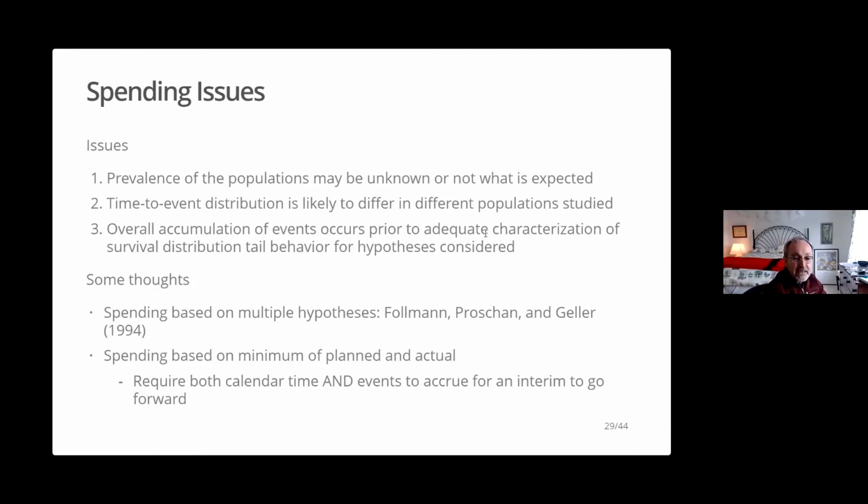So things come up like spending based on multiple hypotheses. There's a nice paper by Dean Follmann and others doing this for testing multiple hypotheses in the mid-90s. But we've looked at it as a minimum of planned and actual spending so that we don't overspend at interim analysis. And then in terms of timing, we require both calendar time and a sufficient number of events to accrue before we do an analysis. That's to ensure adequate follow-up, but also to ensure not overspending at interim analyses before you get the follow-up you want for the final analysis.